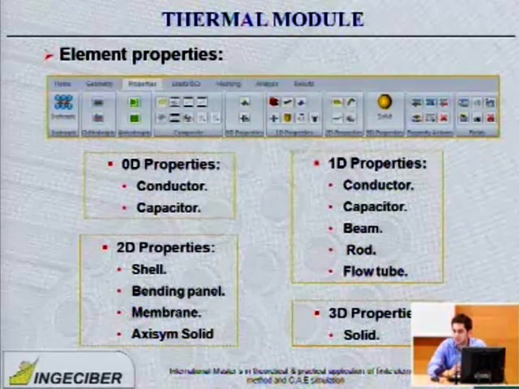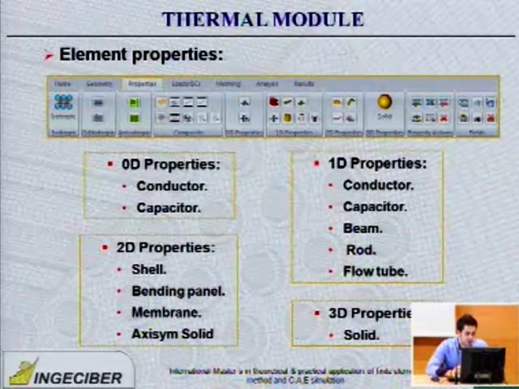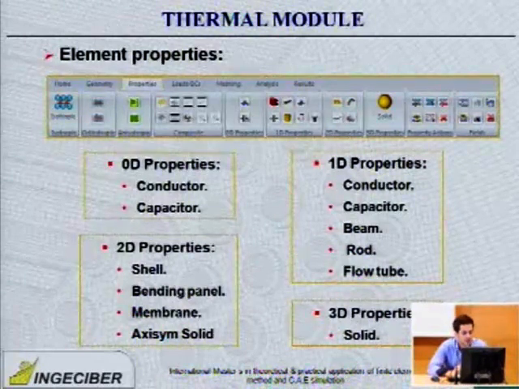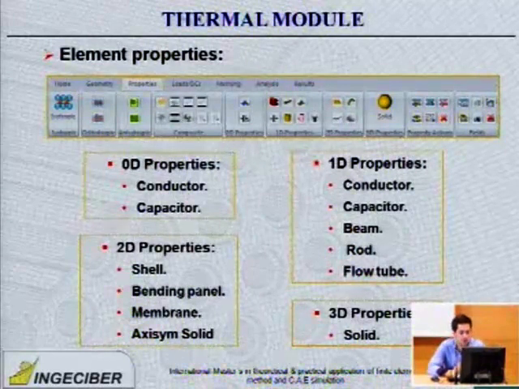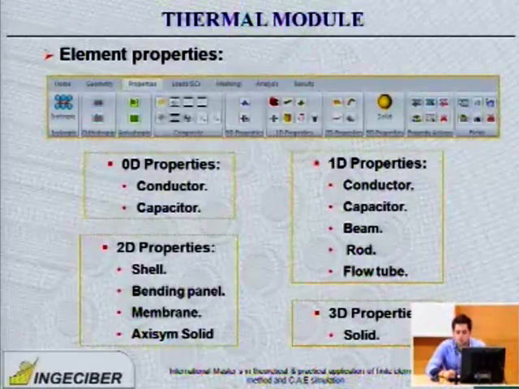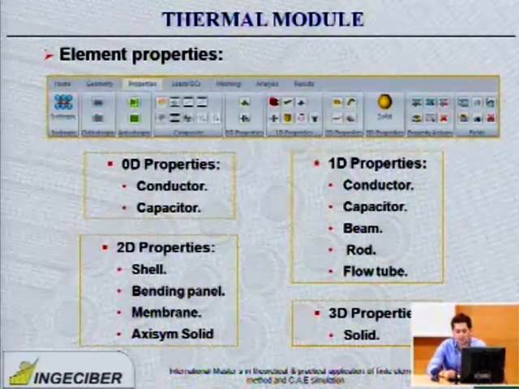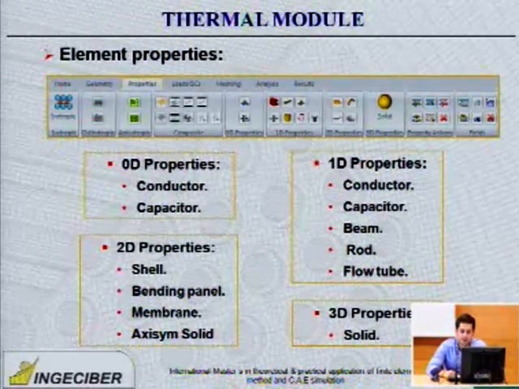There are four types of element properties, depending on the type of element that we are using for the model. The first type is 0D properties, where we can simulate a conductor or a capacitor. The second one, the 2D properties, where we can simulate the shell, bending panel, membrane, or axisymmetric solid. That means a symmetric solid, it's an abbreviation. The third one, the 1D properties, we can simulate a conductor, capacitor, beam, rod, or flow tube. And the fourth one, 3D properties, just to simulate a solid in three dimensions.